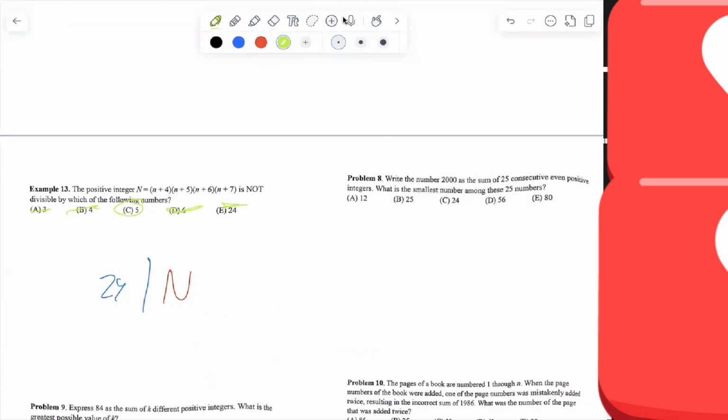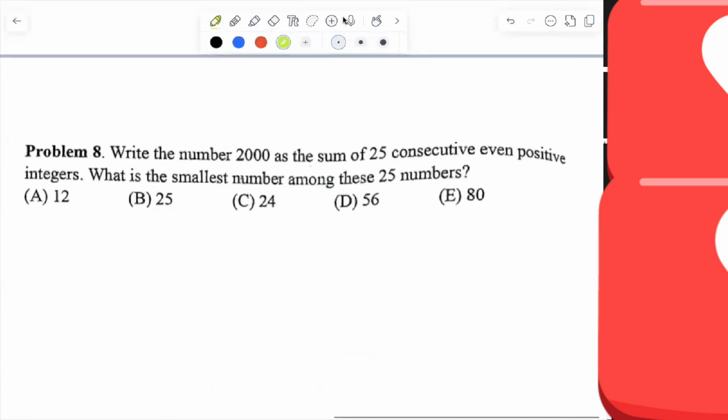All right, let's move on to problem A. Write the number 2000 as the sum of 25 consecutive even positive integers. What is the smallest among these integers? 25 numbers. Notice it says even positive integers. It is really key, right?